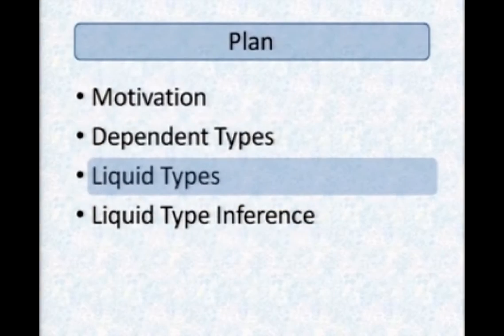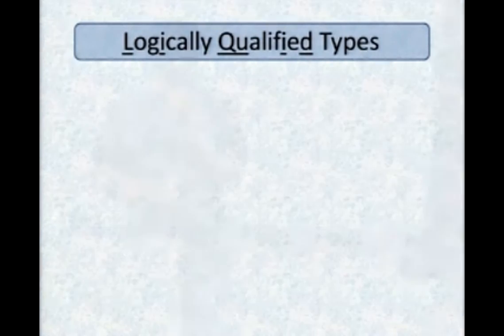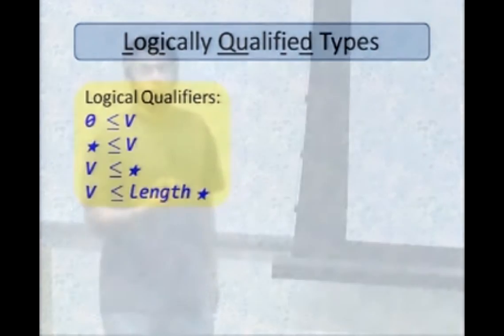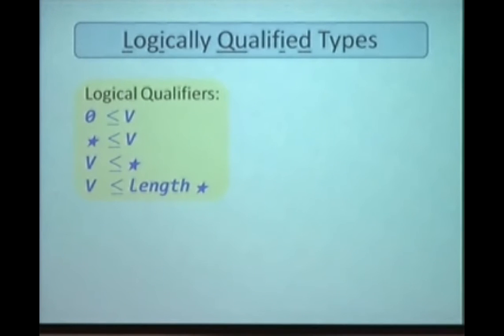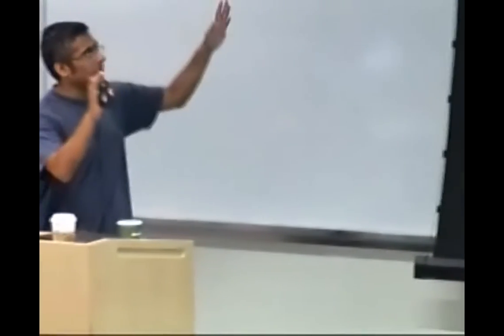Okay, so what are liquid types? Liquid actually is an acronym. It stands for logically qualified. People familiar with type qualifiers will see where this comes from. So imagine that the programmer gives you a bunch of logical qualifiers. These could be generated by a monkey for all you care. They're just some little snippets, little fragments. For example, v greater than 0, star less than v less than star, v less than length star. What are these stars? The stars are just wildcards. They can be instantiated with any program variable. So from thin air, you get these logical qualifiers.